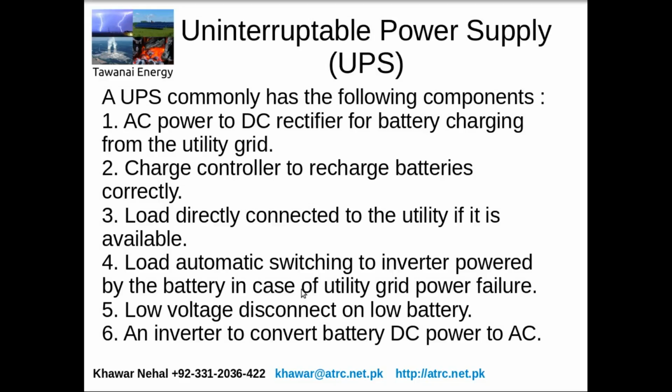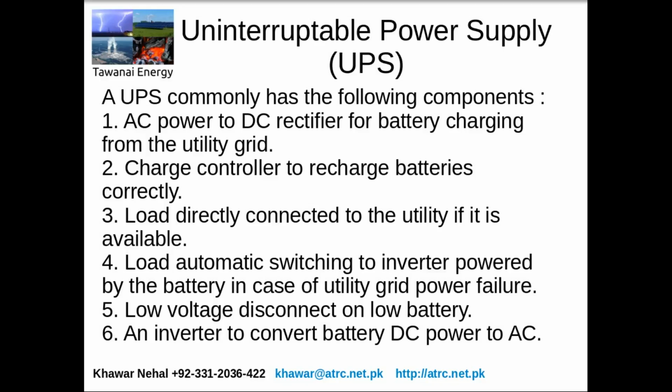A UPS, which is an uninterruptible power supply, has several components. One is an AC to DC rectifier, which is used to charge batteries. It has a charge controller to make sure that the batteries are charged correctly. It has the capability to connect the load, which is the devices and appliances you're using through the UPS. It will connect the load directly to the grid, so it doesn't use the battery whenever utility power is available.